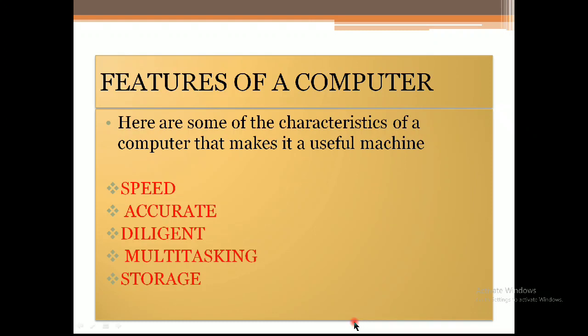Now let's learn what the features of a computer are. Here are some of the characteristics that make it a useful machine. Why is a computer a useful machine? Because of its speed, accuracy, diligence, multitasking and storage. What is speed? A computer works at very high speed and can do very big calculations in a short period of time, in a second. And it's accurate. A computer does not make any mistakes, it means accurate.